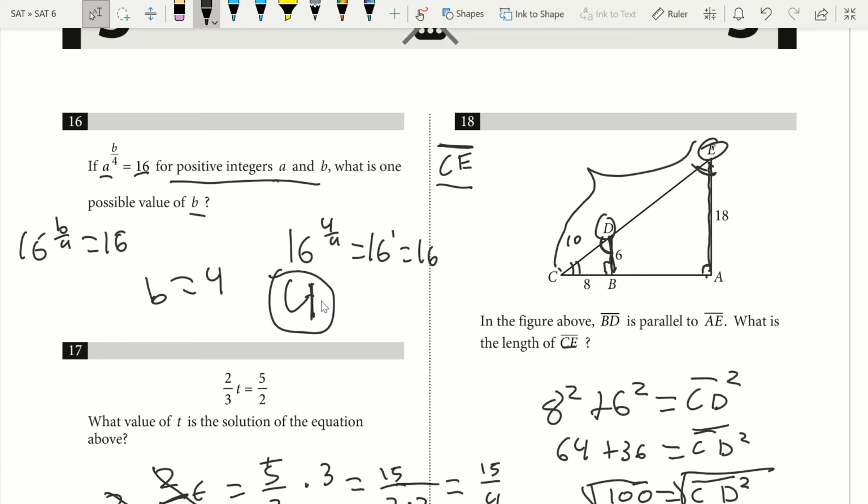So if you can, just put it at the top, right? So we're going to do CE, which is our hypotenuse, and we have to set it equal to our hypotenuse in our smaller triangle, which is 10. 10 is our hypotenuse there.